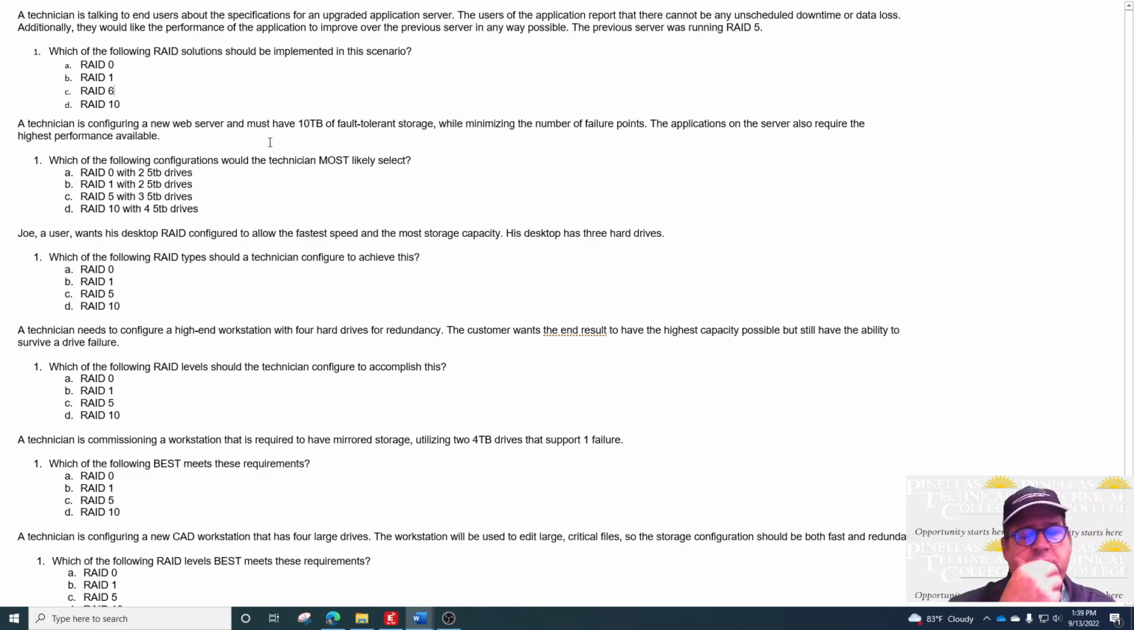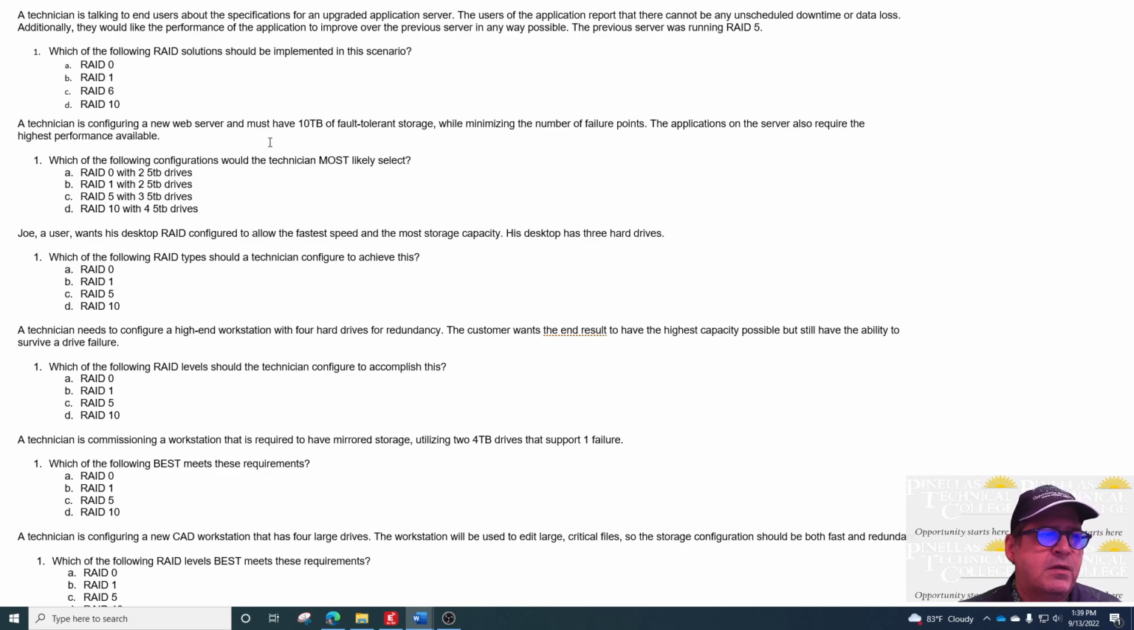Alright, so let's go on to the next one. A technician is configuring a new web server and must have 10 terabytes of fault-tolerant storage while minimizing the number of failure points. The applications on the server also require the highest performance available.